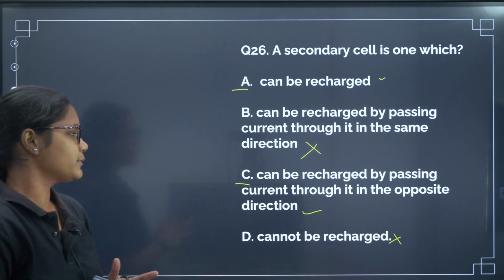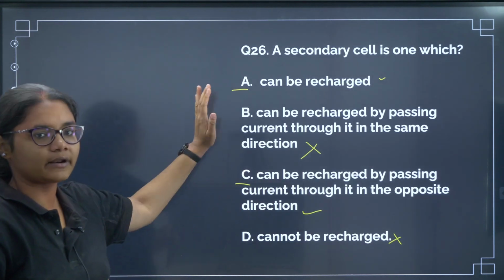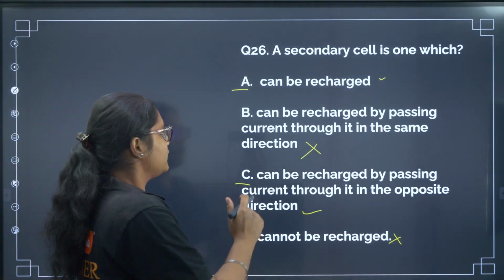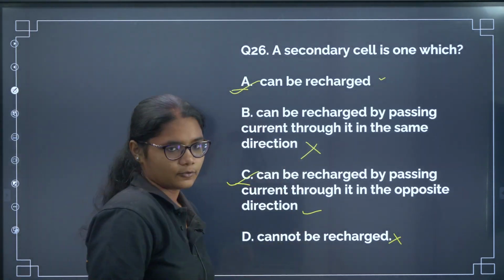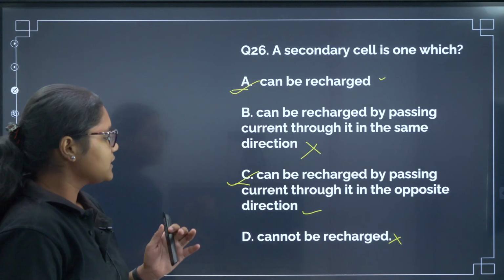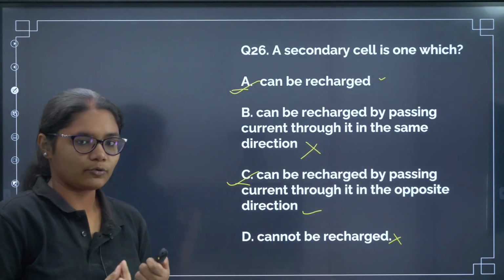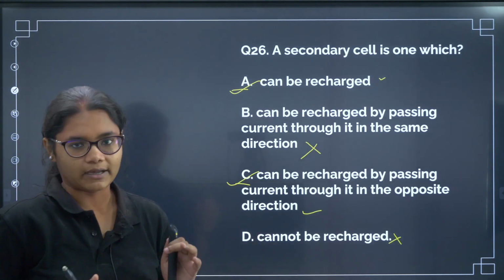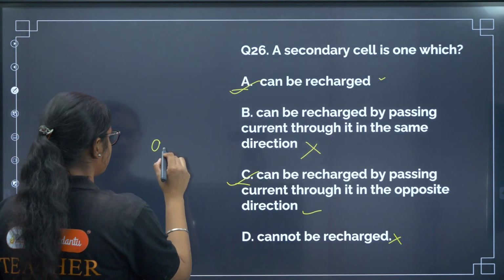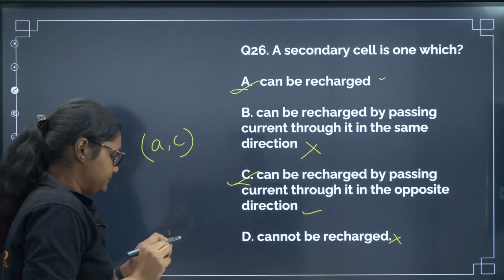Okay, so the answer for this question is either A or C. You can write both A and C, but whichever option you try, both will be correct. Or you can say "can be recharged by passing current through it in the opposite direction" is the most appropriate answer, but again both will be correct here. So the answer for this question is both A and C.